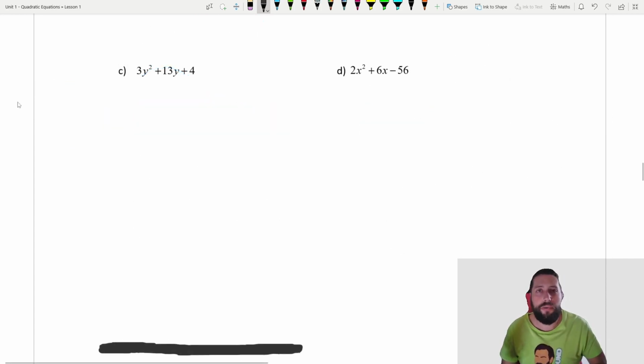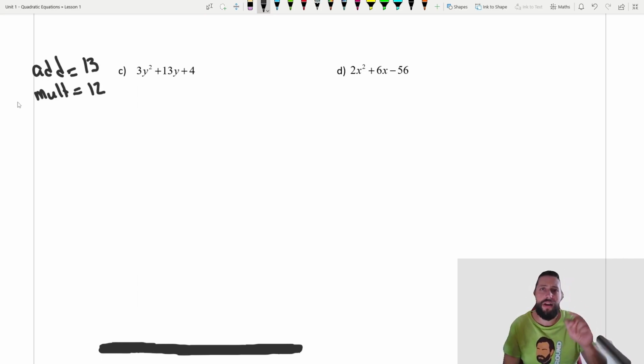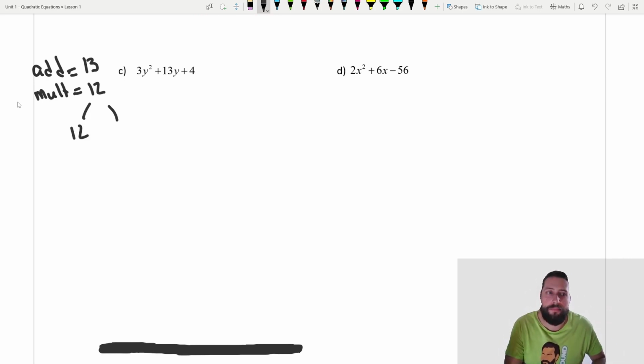Okay, last two examples. So in this case, we have 3y squared plus 13y plus 4. So again, you're going to do your add, and you're multiplying. So you're going to add to get 13, but multiply to give you 12. So what are the factors of 12 that add to give you 13? You can actually use 12 and 1. Okay, it's not one we tend to remember all that too often, but that's basically what it is. Okay, so let's split apart the 13y to be 12 plus 1.